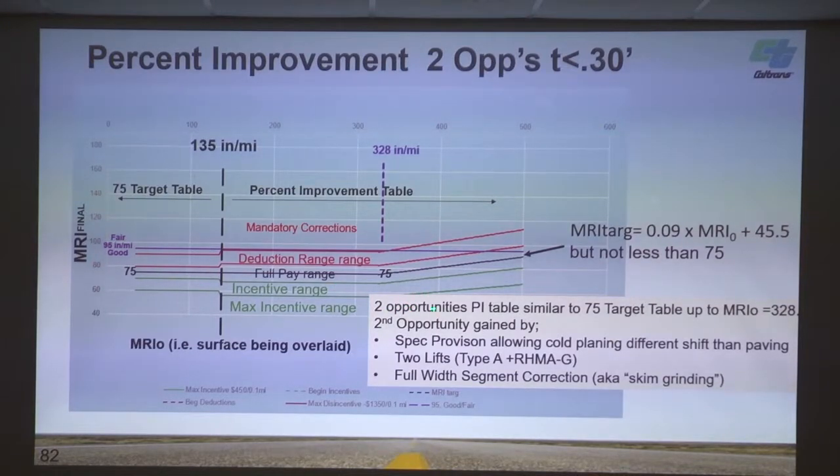Okay, this is a two opportunities PI table, similar to the 75 target table. You do the math, that 75 bottoms out at, use this equation and you plug in 328, you'll get the number 75. That's where it crosses the 75.